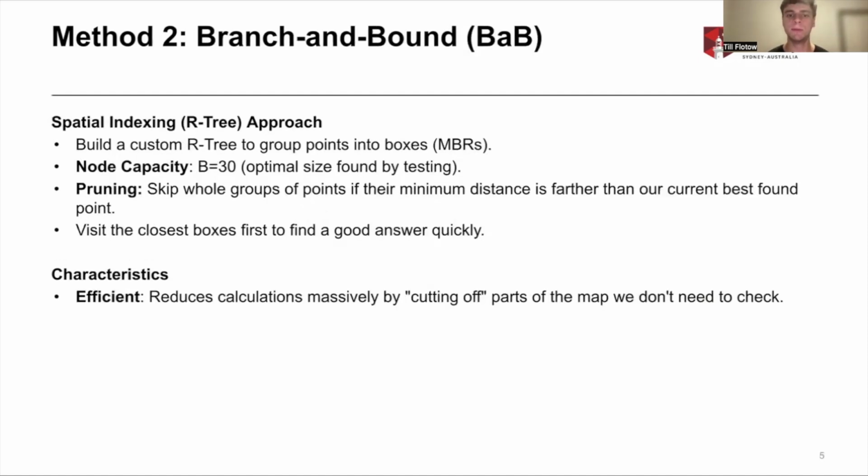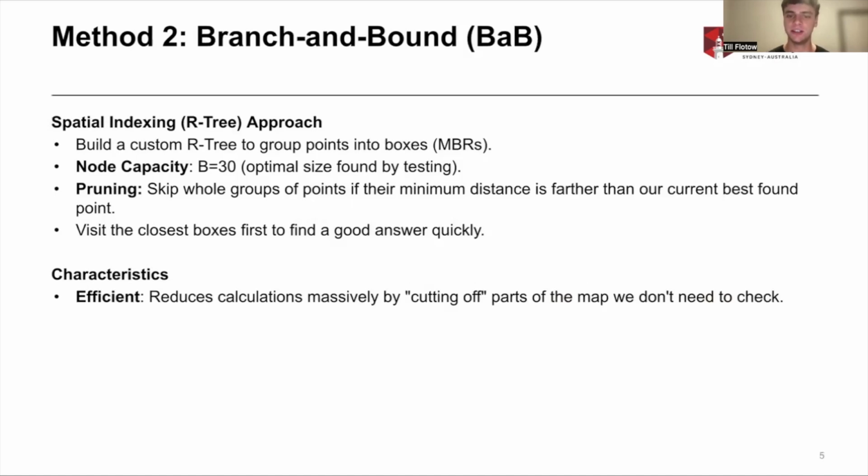To fix the speed problem, we implemented a second method, the branch and bound algorithm. That algorithm is using a spatial index approach with an R tree. Instead of a flat list, we built an R tree that groups our 150,000 shops into minimum bounding rectangles. And through testing, we found that a node capacity of 30 gives us the optimal performance.